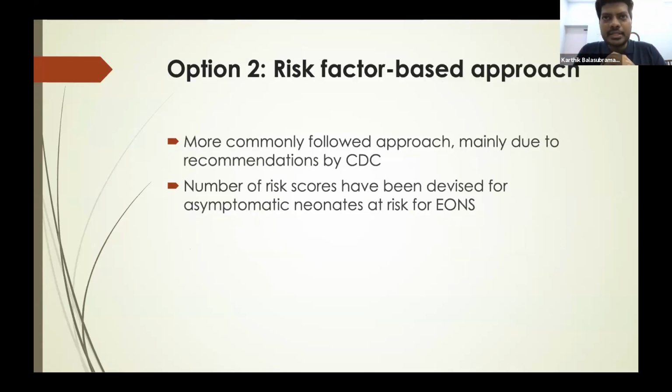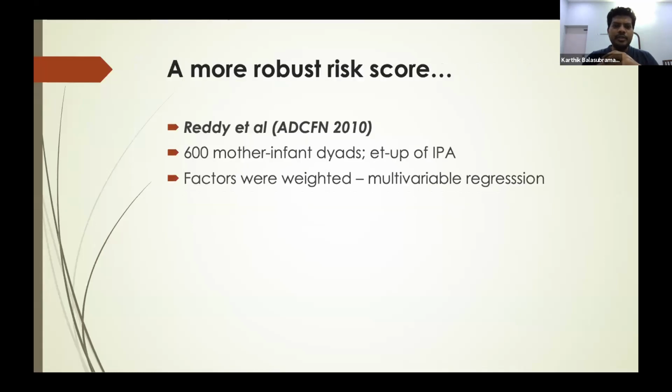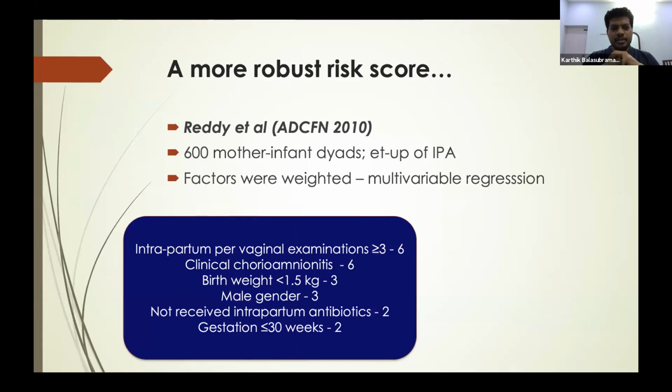The other option for an asymptomatic baby with risk factors is the risk factor based approach. This is more commonly used. A lot of risk scores have been devised for these asymptomatic neonates. One of the risk scores that I would like to mention here is by Reddy et al. Various factors were looked into based on multivariable regression analysis. These are the factors used for assessing the risk score: intrapartum per vaginal examinations more than or equal to 3, presence of clinical chorioamnionitis in the mother, birth weight less than 1.5 kg, male gender, mother not receiving intrapartum antibiotics, gestation less than or equal to 30 weeks.